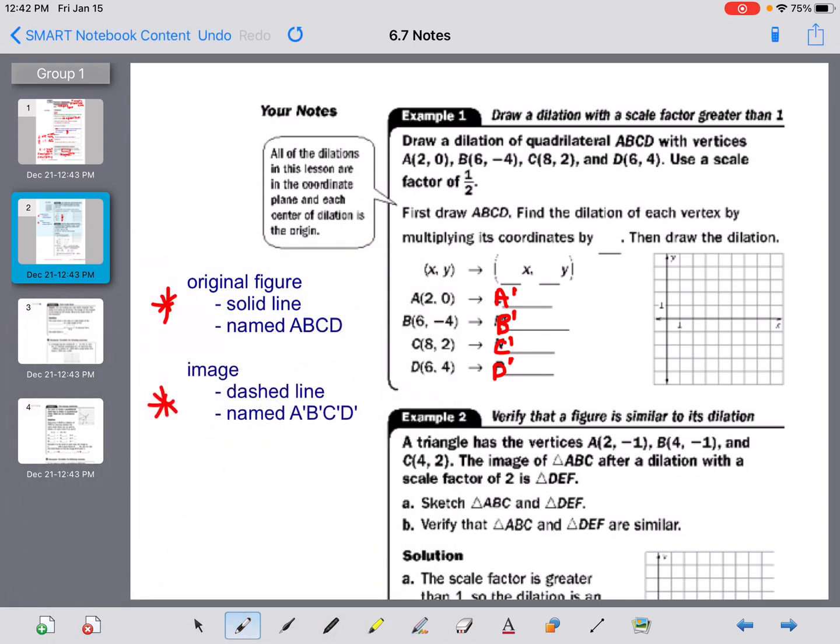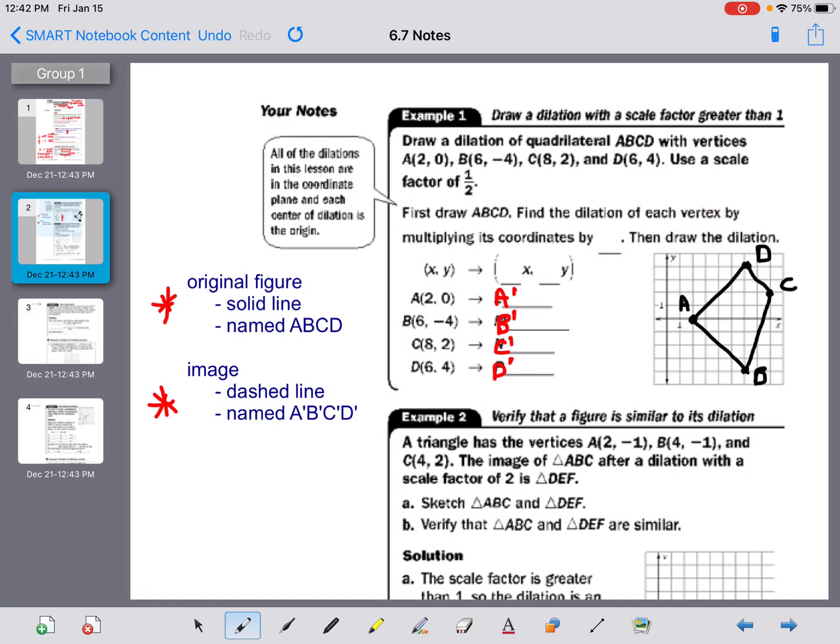So they give me the coordinates up here at the top of the original, A, B, C, and D. So A is at 2, 0. Always, always, always label, okay? So we know where things are going. B's at 6, negative 4. C is at 8, 2. And D is at 6, 4. All right, so there's my original. And we're going to join those with solid lines. Okay.